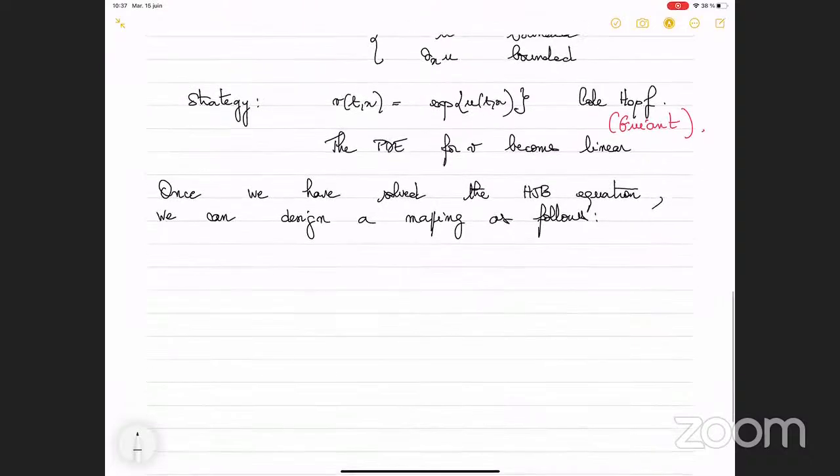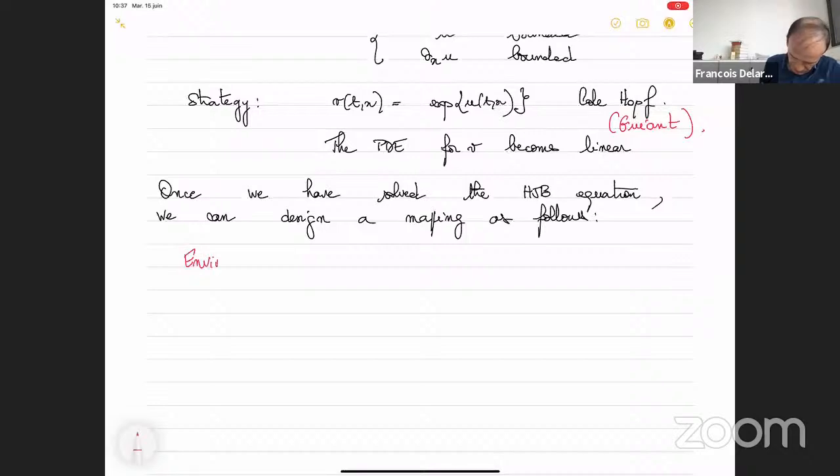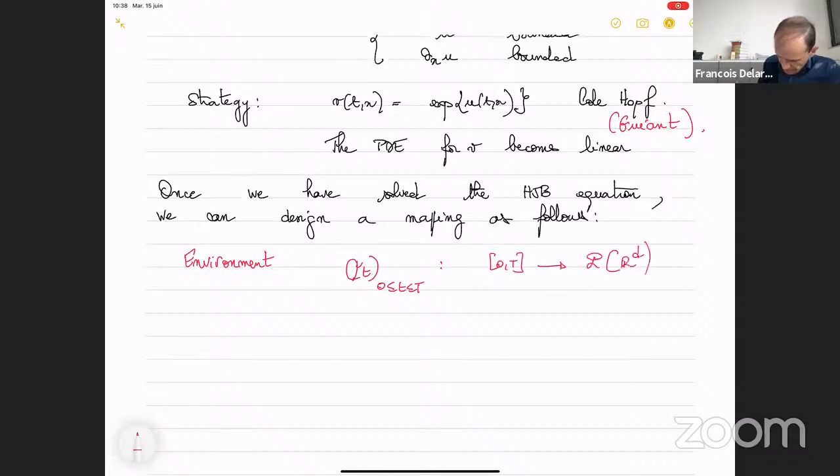So what is your mapping? You start from the environment. So once again, you have to really insist on this. I know that I repeat myself, but this is teaching, by the way. So environment is really the flow of probability measures. So these are your mu_t's. So you have to see this as a path that takes time into the space of probability measures.